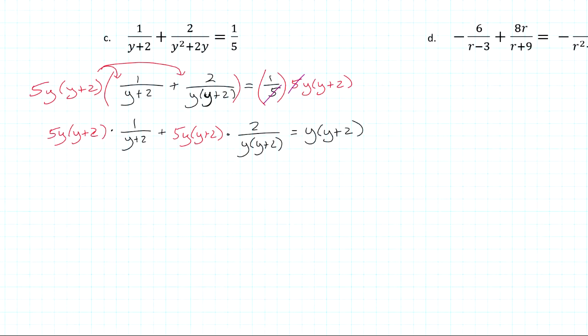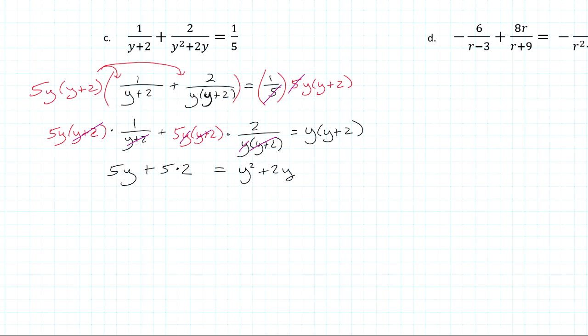All right, let's move on down here. Our first term on the left side, 5y times y plus 2 times 1 over y plus 2. The y plus 2's cancel, and we will be left with 5y in that term. The second term, 5y times y plus 2 times 2 over y times y plus 2. Here the y's cancel and the y plus 2's cancel, leaving us with the 5 times 2. Bring down the equal sign. We can distribute the y on the right side. We'll get y squared plus 2y.